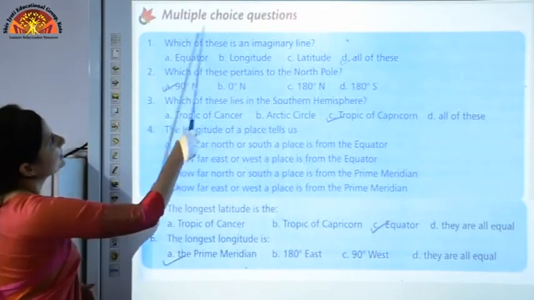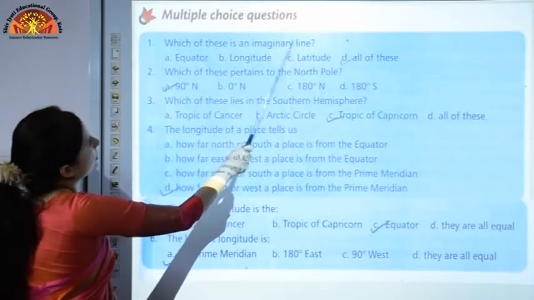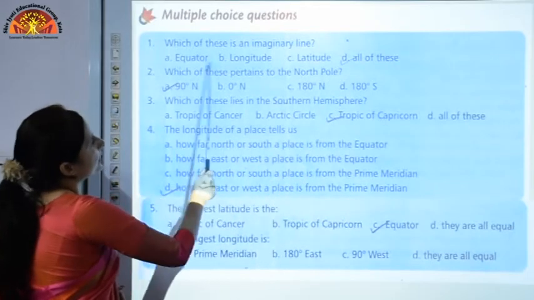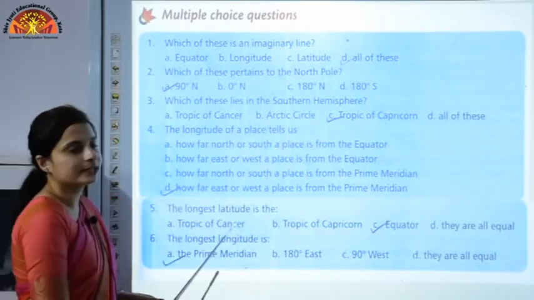Now I will discuss the MCQs. Which of these is an imaginary line? Equator, longitude, latitude, all of these. All of these are imaginary lines. So option D is the correct option.